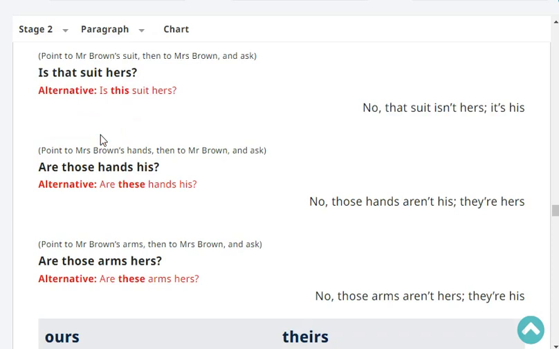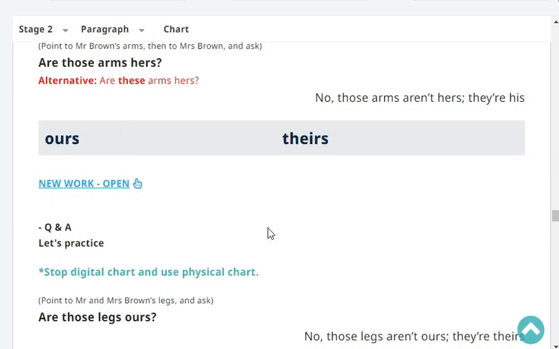Are those hands his? No, those hands aren't his. They're hers. Very good. Are those arms hers? No, those arms aren't hers. They're his. They are his.